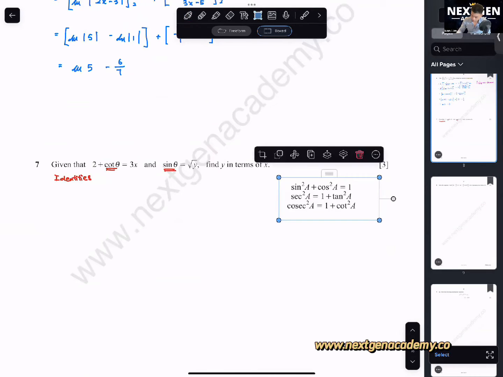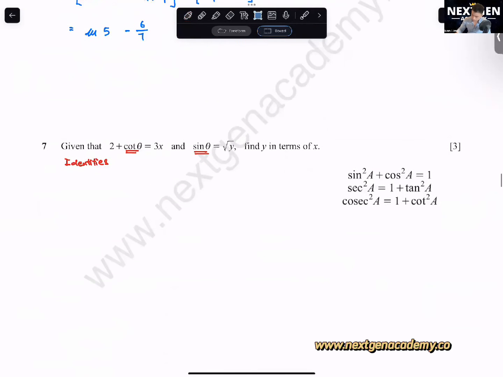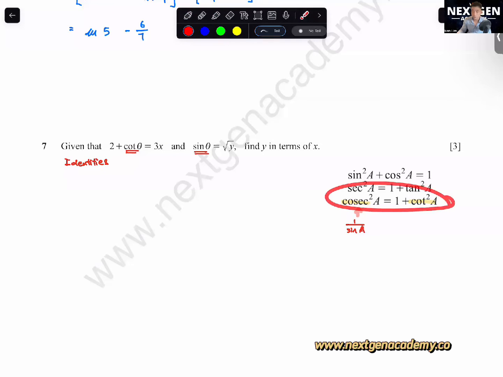Okay, let's try to relate. Got any of it related to each other? So you look, there's a cot. There's a cosec. Cosec is 1 over sine. So I can relate both of these. I want to put into this equation, this identity. Okay, so let's see. Let's find what is cotangent theta and what is cosecant square theta first.